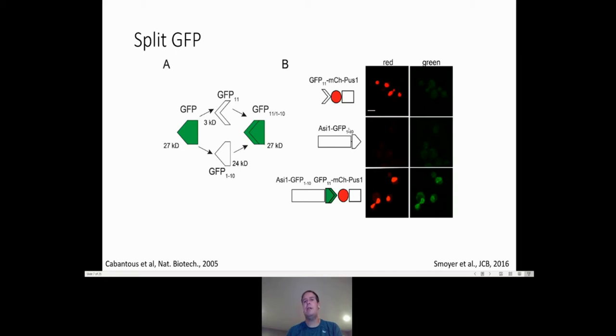If, on the other hand, we take an inner nuclear membrane protein, ASI1 here as an example, and attach it to the larger part of GFP, the GFP 1 to 10 version, we don't see anything in either channel other than the autofluorescence in the green. Now, when we express these together, you can see the accessibility of this epitope at the inner nuclear membrane of these cells leads to strong complementation of signal. And now we see very, very strong signal here at the inner nuclear membrane. And this was published in a paper in JCB in 2016.